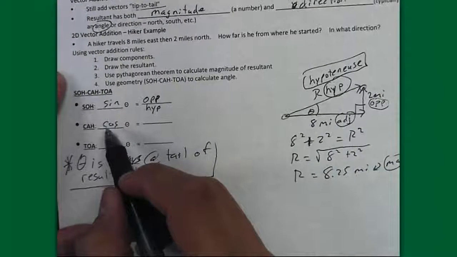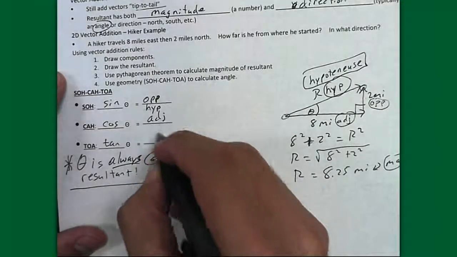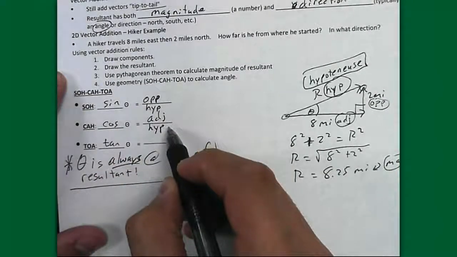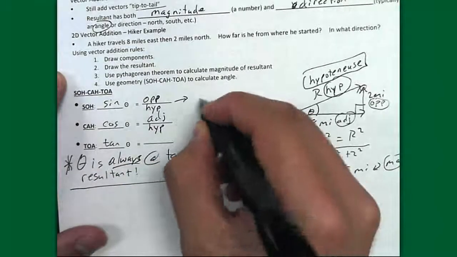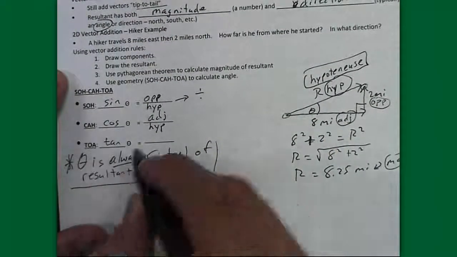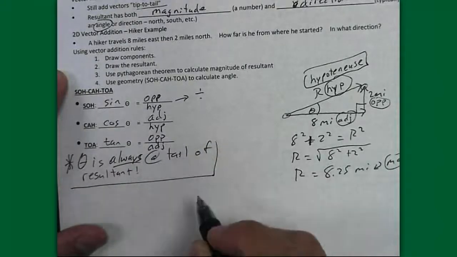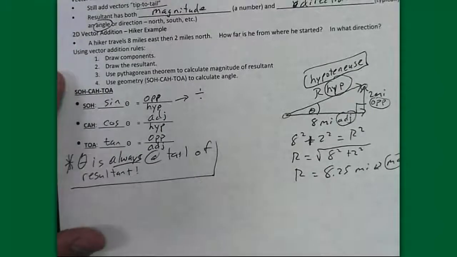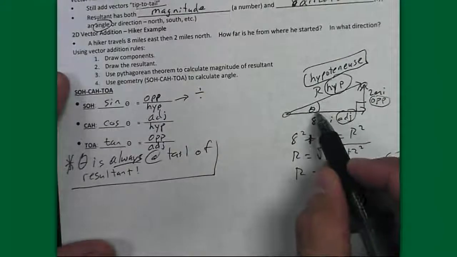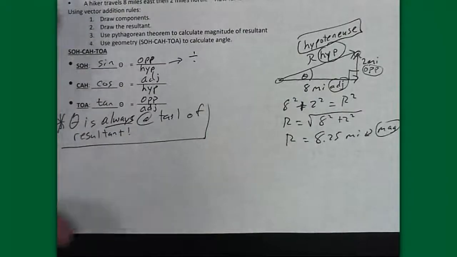So let's go back to our trig functions. Cosine of theta now, CAH. The A stands for adjacent, the H stands for hypotenuse. Cosine of theta equals the adjacent side divided by the hypotenuse side. That's what this over means. It means divided by. Tangent theta, TOA. O stands for opposite, A stands for adjacent. Tangent is opposite over adjacent. So I'm going to use these trig functions to find my angle here, because I need to find the angle in order to accurately communicate the direction of this resultant vector.